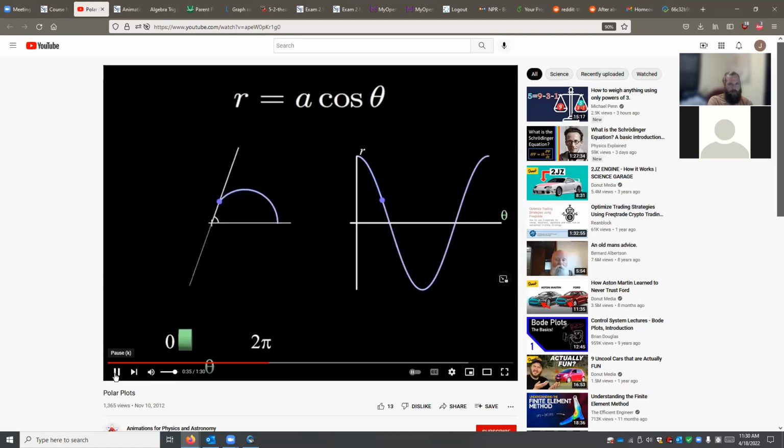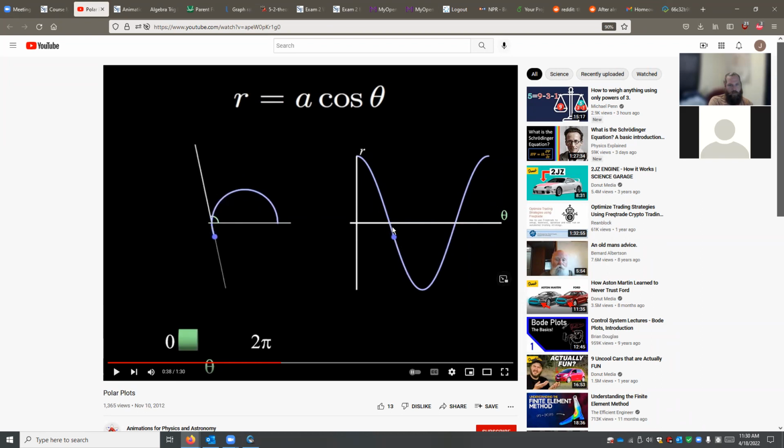Our first piece. Theta here is almost pi over 2. We're almost pointing straight up. We're almost to the x-intercept here for cosine, pi over 2. And you see this point is coming in towards the origin as the radius gets close to 0.